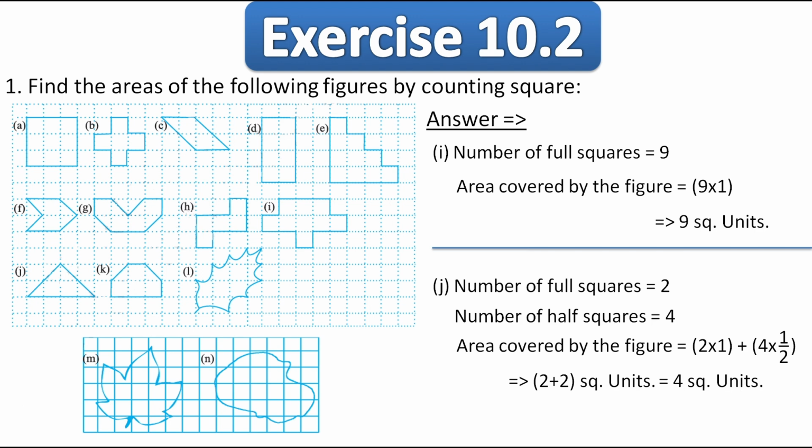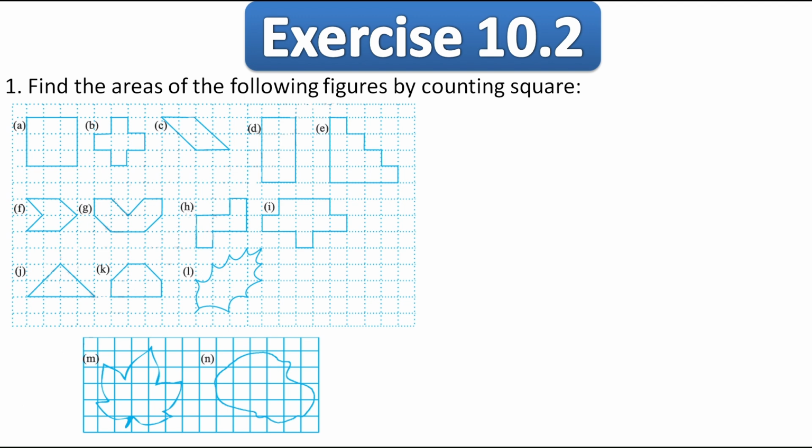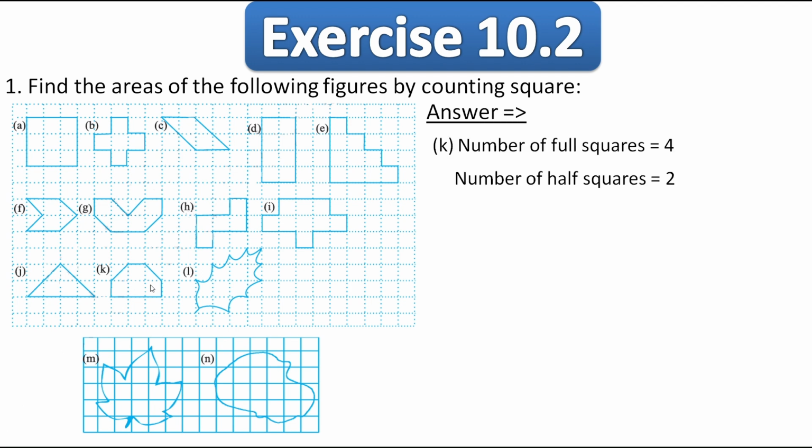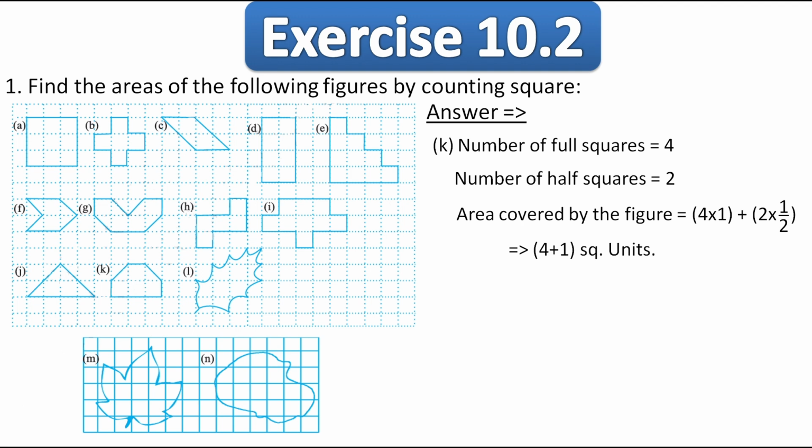Now in K, we have 4 full squares and 2 half squares. Okay, so number of full squares are 4 and number of half squares are 2. Therefore, area covered by the figure is 4 into 1 plus 2 into half, which is equal to 4 plus 1. Why 1? Because half of 2 is 1. Therefore, 4 ones are 4, and plus 1, which is equal to 5 square units.